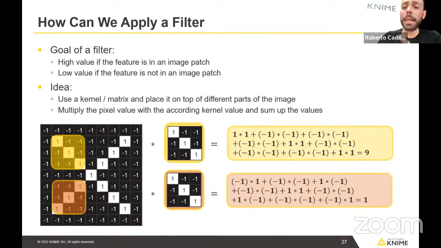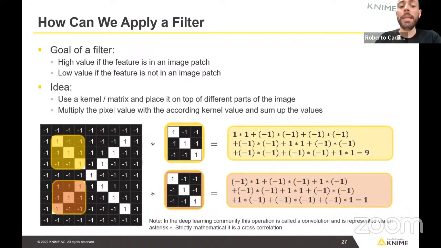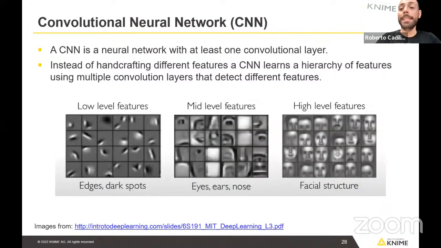Obviously, we can stack many different filters, but we want to have this process in a way that is automated. So we want to learn the values in the filter in an automated way. And by the way, this is what constitutes the fundamental of a convolutional operation. And that's exactly what brings us to the idea of convolutional neural networks.